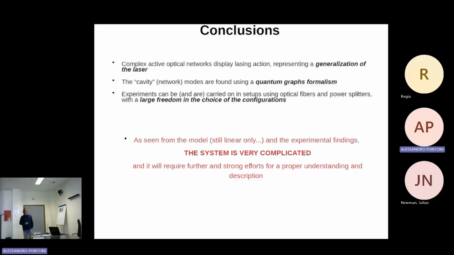Conclusions. I present you the LANER, which is a complex active optical network representing the generalization of the laser. Cavity network modes are found using something which is reminiscent of the quantum graphs formalism. You can perform a very easy experiment. The problem is that experiments are simple, results are very complicated. So you need to understand very well how to treat the system, and this is probably the most important message. You need to find the answers before giving the questions.